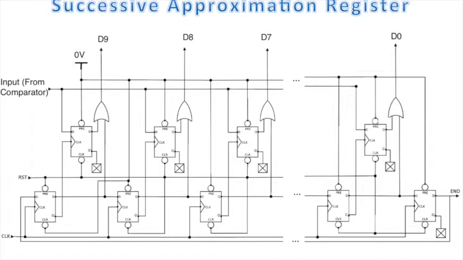If the data from the comparator is 1, it will set the MSB to 1. If it is 0, it will set the current bit to 0. In both cases, it will shift the test bit 1 to the right by 1 bit, and keep comparing the new data with the input until it loads all the data in the register.